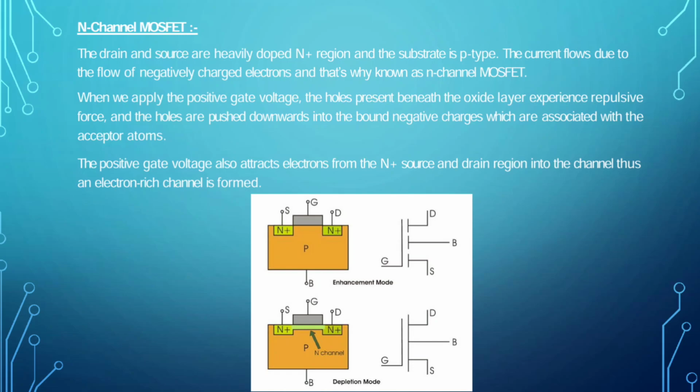N-channel MOSFET. This is exactly opposite of the P-type. Here, the drain and the source are heavily doped N+ regions and the substrate is P-type. The current flows due to the flow of negatively charged electrons, and that's why this is known as N-channel MOSFET. When we apply the positive gate voltage, the holes present beneath the oxide layer experience repulsive force and are pushed downwards into the bound negative charges which are associated with the acceptor atoms. The positive gate voltage also attracts electrons from the N+ source and the drain regions into the channel. Thus, an electron-rich channel is formed.